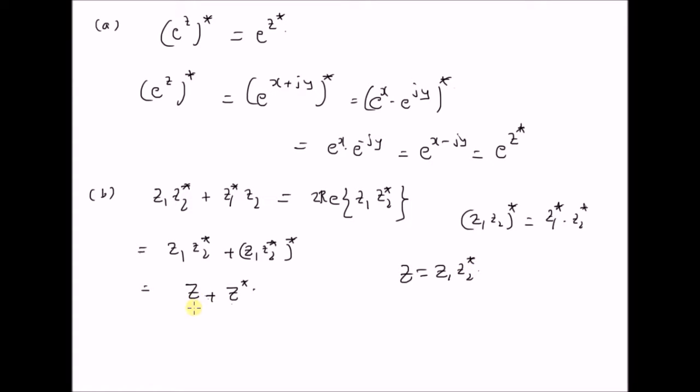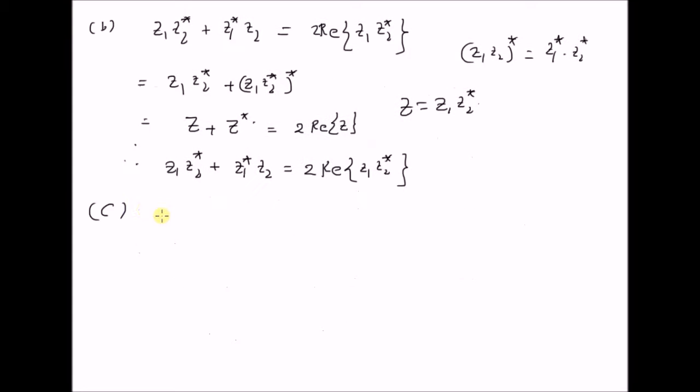And we know that the sum of a complex number with its conjugate is equal to 2 times the real part of the complex number z. Therefore, z1 into z2 conjugate plus z1 conjugate into z2 is equal to 2 times the real part of the product z1 into z2 conjugate. The next one is the absolute value of a complex number z is equal to the absolute value of its conjugate.